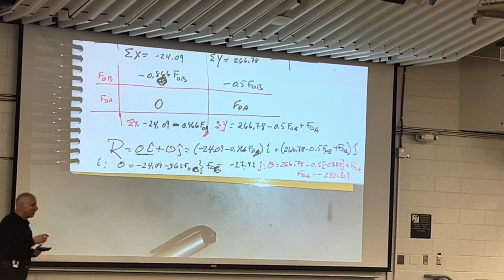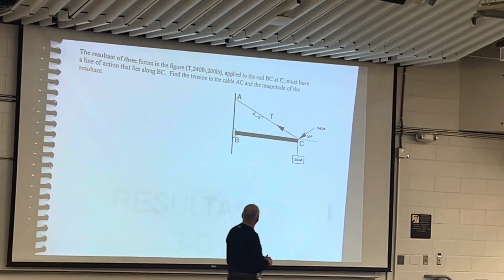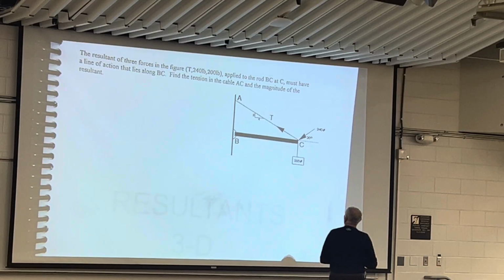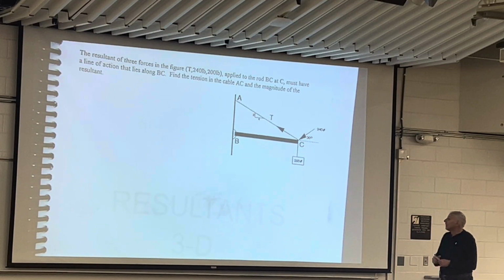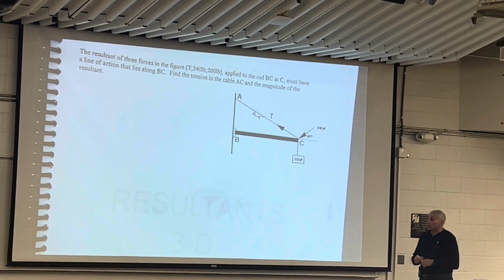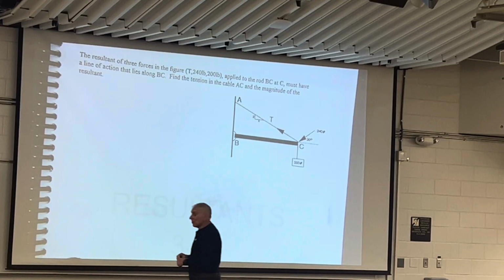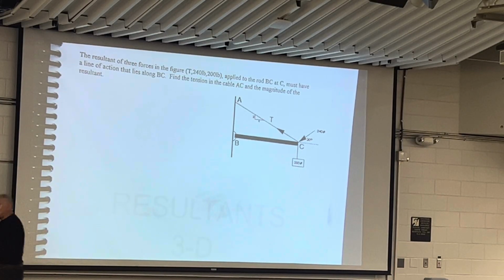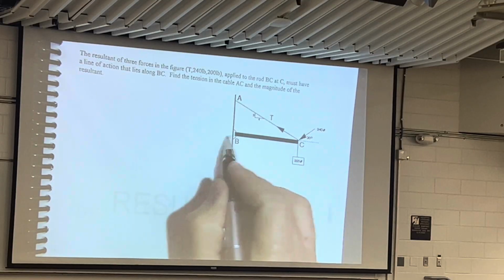He goes, this is my degree. He goes, the result of the three forces is applied to the rod BC. Find me that resultant. And that resultant must lie along BC. So the resultant has to lie along, I don't know its value, but I know its direction. It has to be along here. Okay?